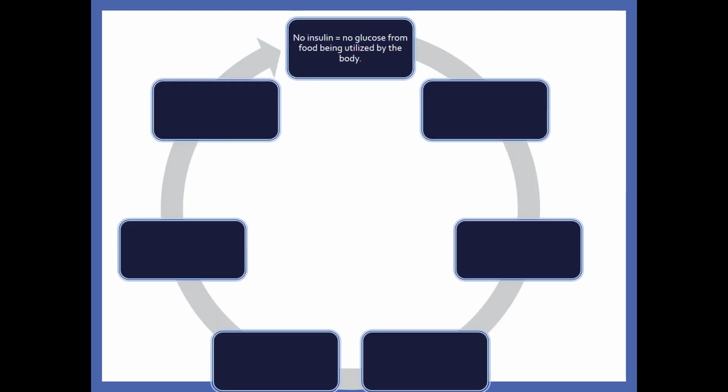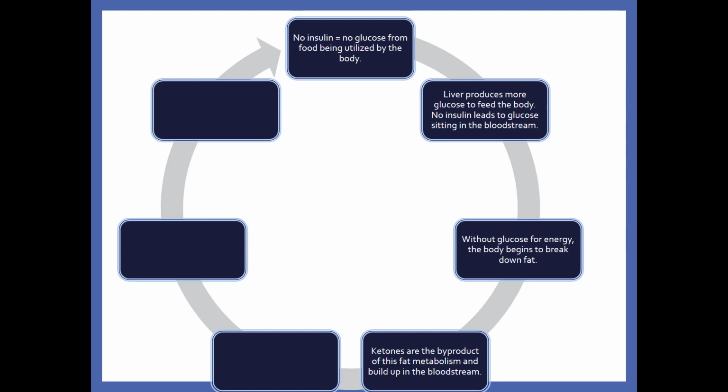So how does this whole cycle of DKA occur in the body? When there's no insulin, no glucose from food is being utilized by the body, so the liver produces more glucose to feed the body. But again, no insulin leads to glucose sitting in the bloodstream, and without glucose for energy, the body begins to break down fats and proteins. Ketones are the byproduct of this fat metabolism, and these ketones then build up in the bloodstream.